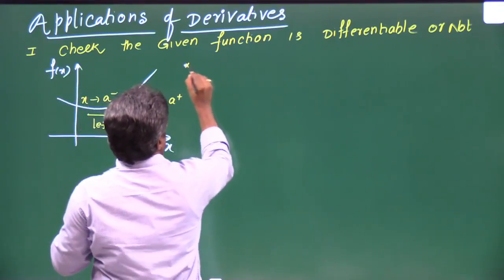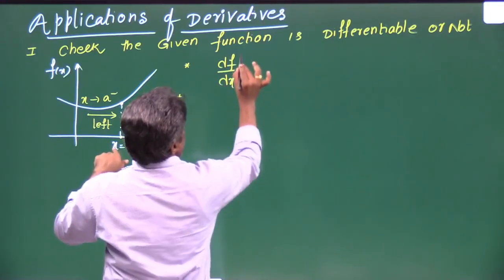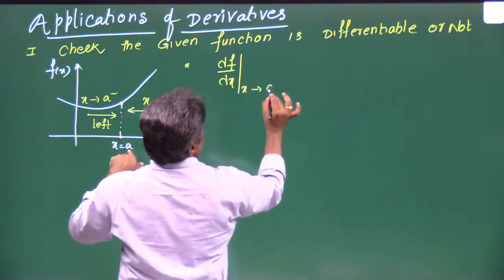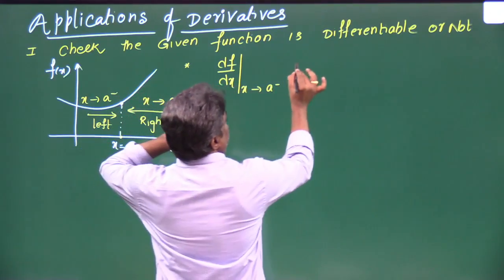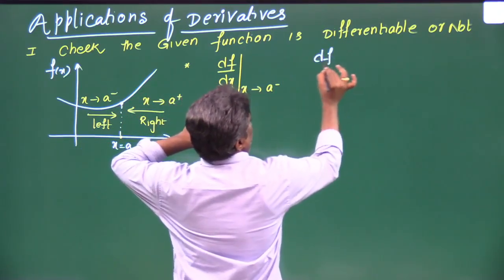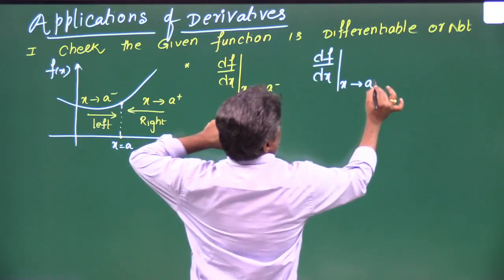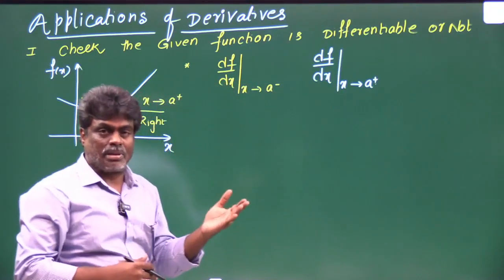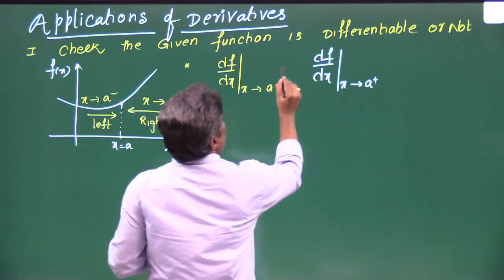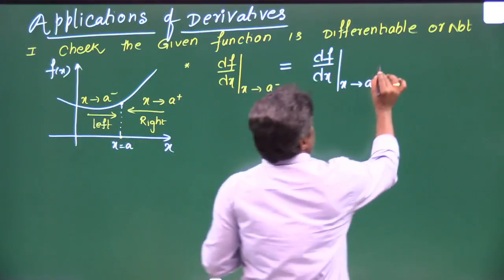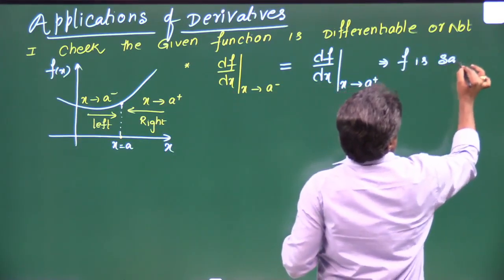So you find the derivative of f with respect to x as x tends to a minus, that means x is approaching a from the left side, and the derivative df by dx as x tends to a plus, that is x is approaching a from the right side. If these two derivatives are the same, then we will say this function f is differentiable.